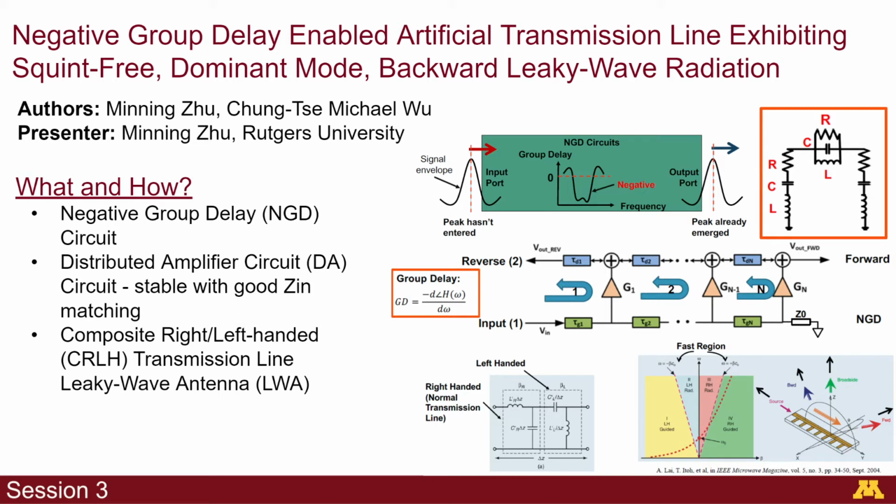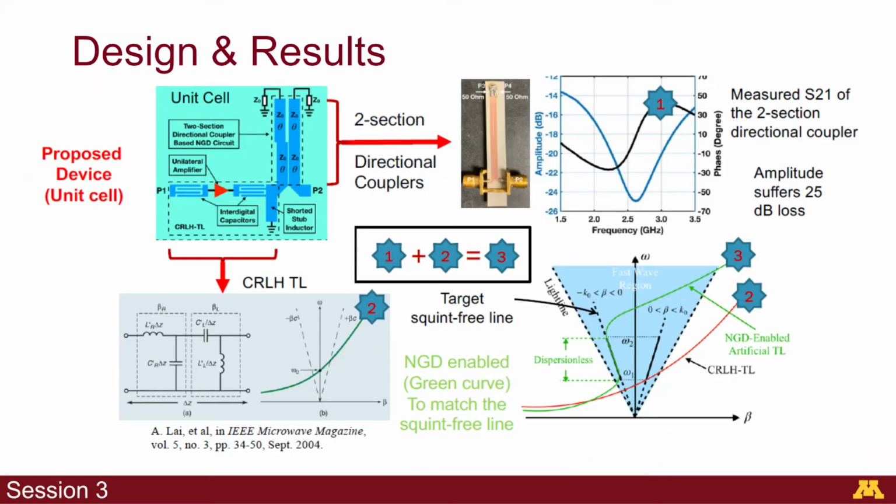This presentation talked about how they were able to craft an artificial transmission line with squint-free dominant mode and backward leaky wave radiation characteristics by using a negative group delay circuit, a distributed amplifier circuit, and a composite right and left-handed transmission line. And especially for distributed amplifier circuits, they're great for transmission lines because they help with Z_N and Z_load matching.